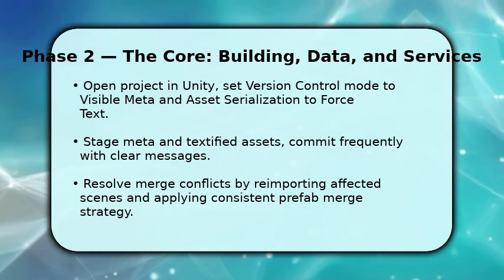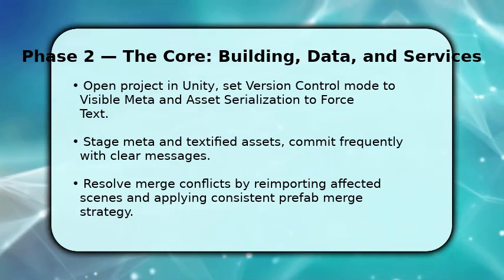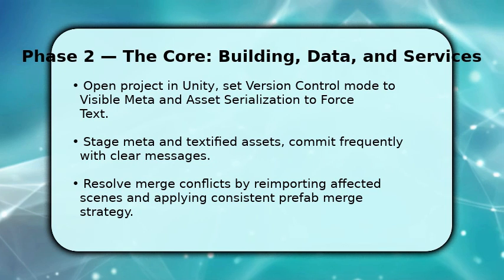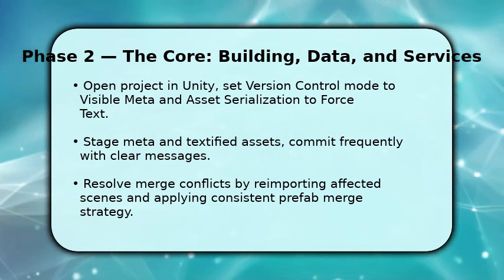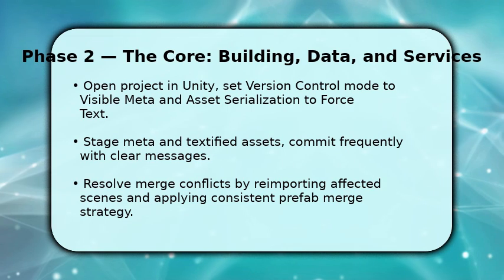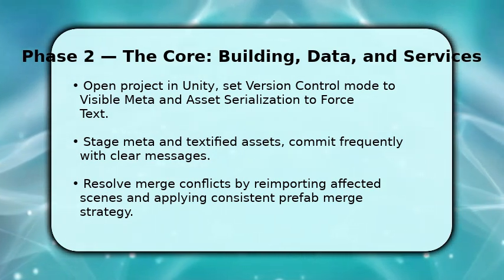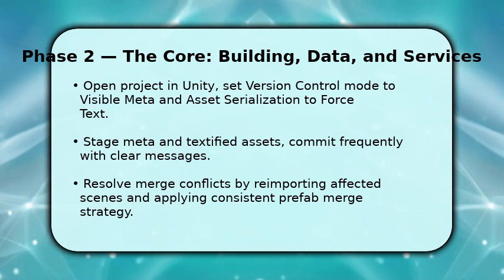Make branching a habit. Create feature branches for isolated work and open pull requests for integration. When conflicts occur, merge the textified scene files, re-import in Unity, and test the scene. This ensures serialized changes are reconciled and prefabs remain intact.